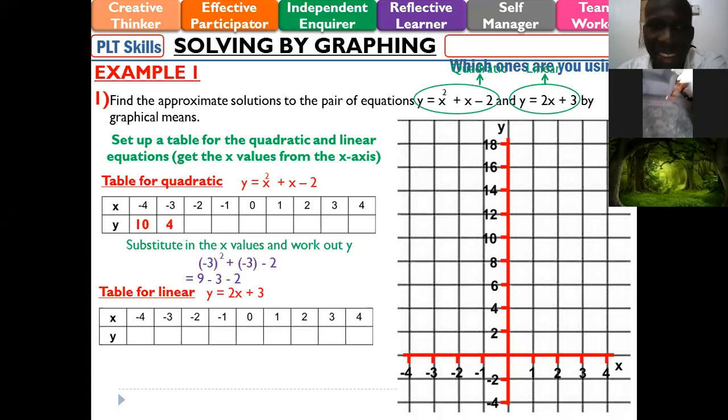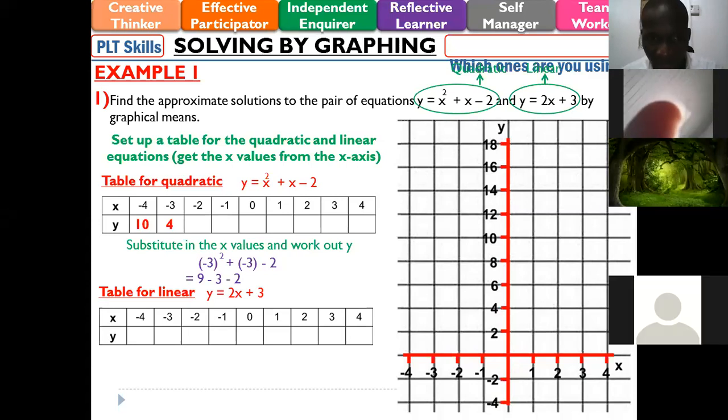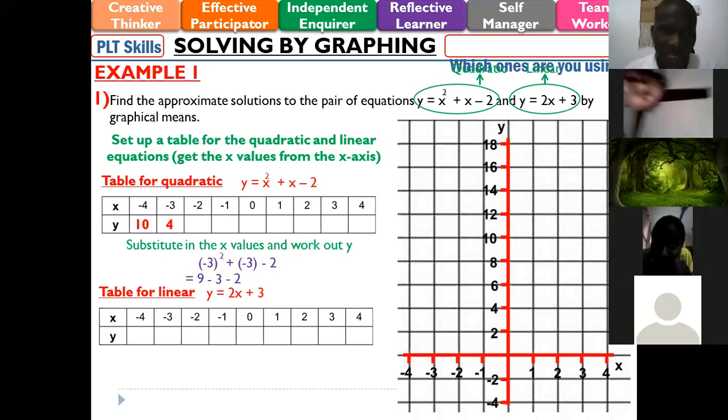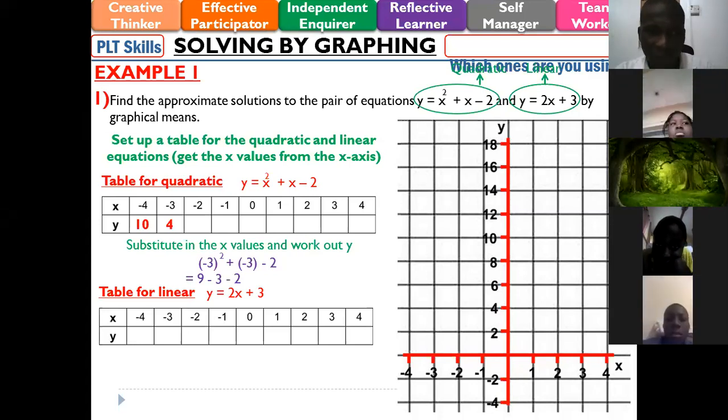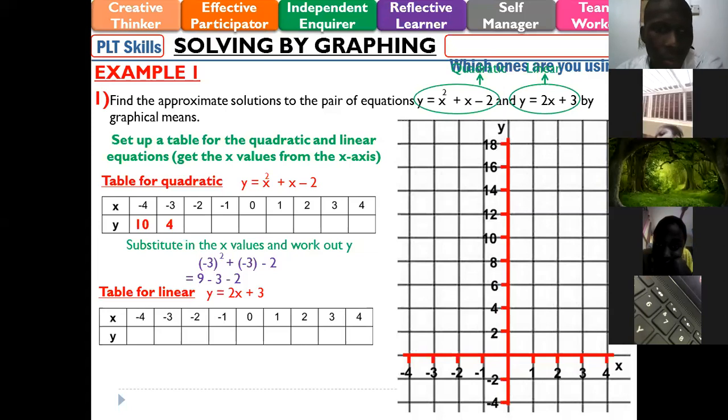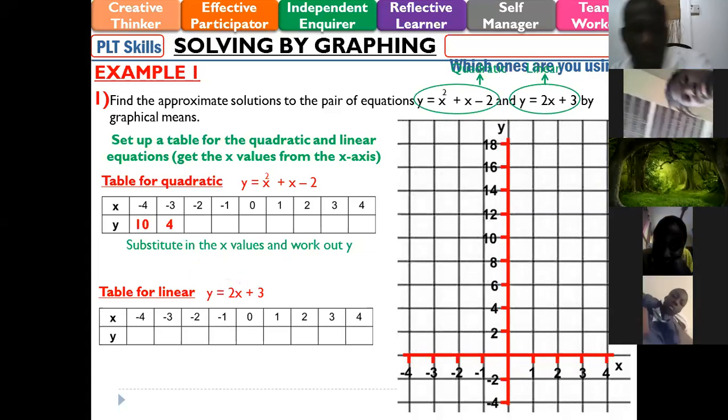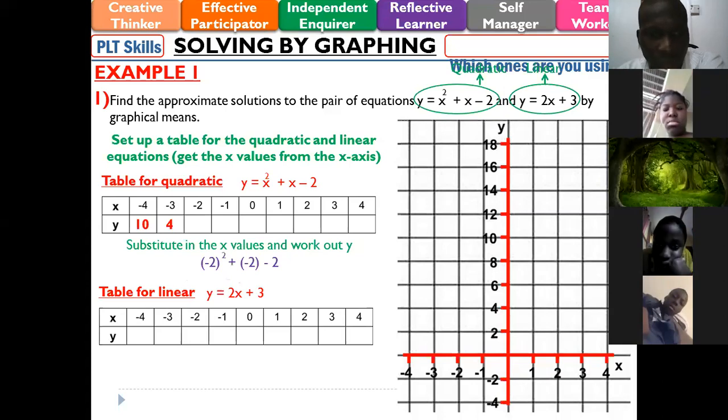When x is negative 2, remember, you create a table for a quadratic equation, you create a table for a linear equation, and you bring in a set of values for your x. For that value of x, you get a corresponding value for y. That's what we are doing, but first for the quadratic equation. So for the third one, negative 2, we substitute into the equation, and from there we get the corresponding value for y.